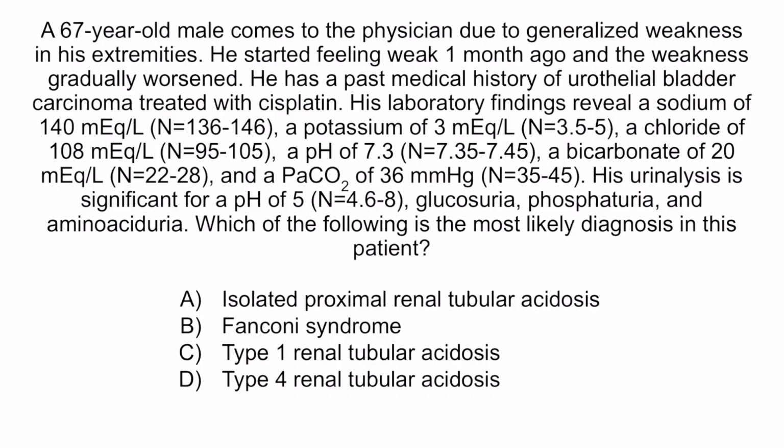A 67-year-old male comes to the physician due to generalized weakness in his extremities. He started feeling weak 1 month ago, and the weakness gradually worsened. He has a past medical history of urothelial bladder carcinoma treated with cisplatin.